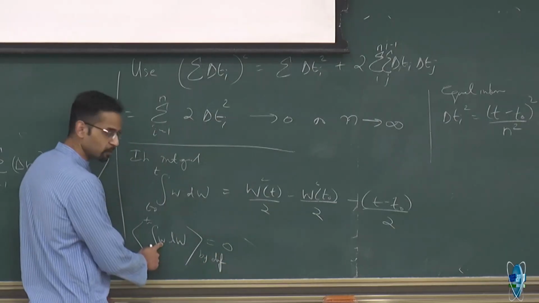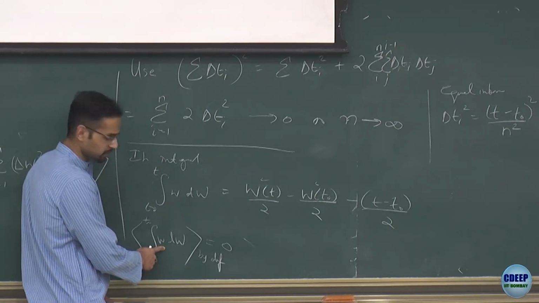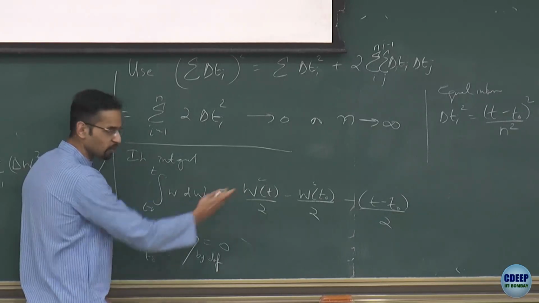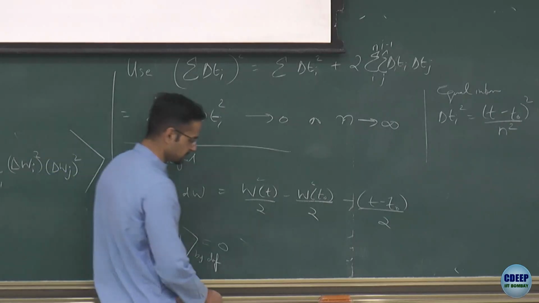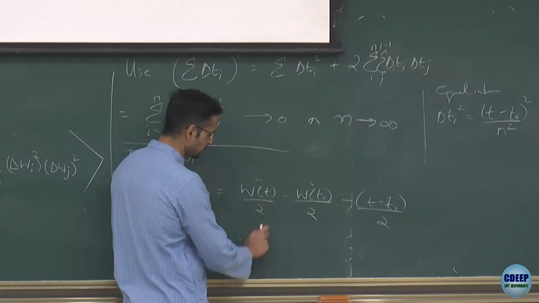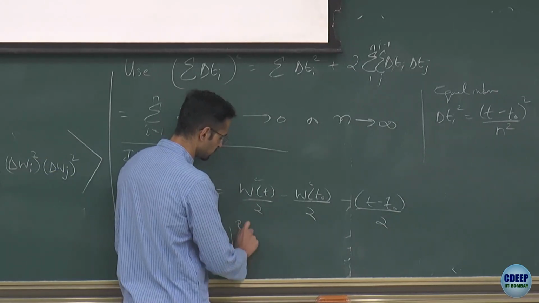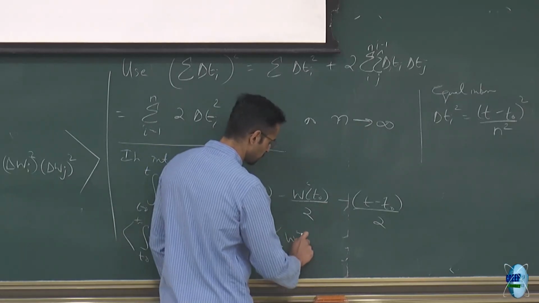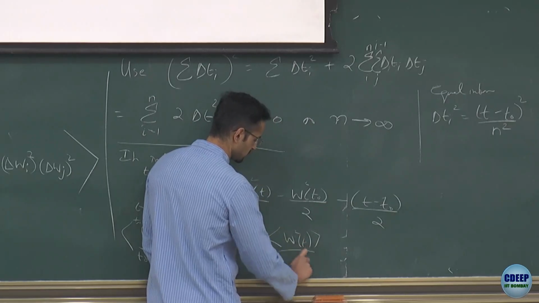Because I know the W_{i-1} is always evaluated at i minus 1, which is uncorrelated with delta W_i. So definitely it has to be 0. But now that I've got the answer, I should verify. Right? And this is the LHS. And the RHS, if I look at it, is the mean of W squared, T.